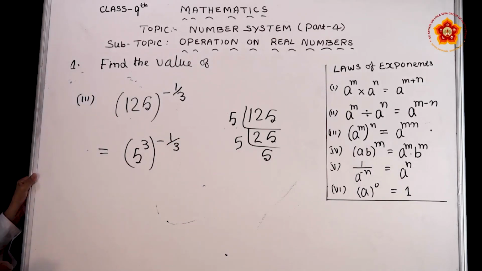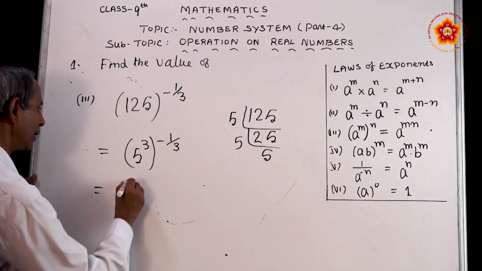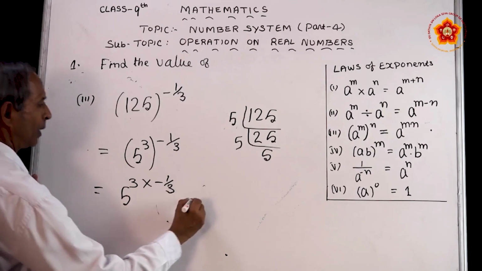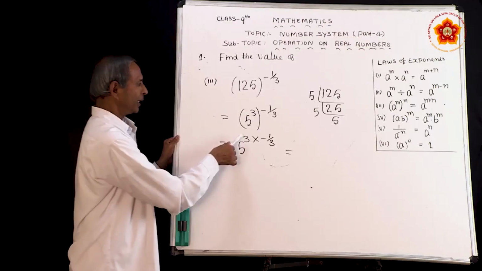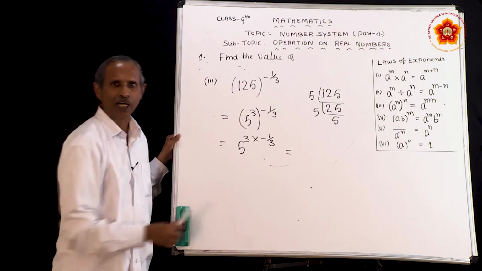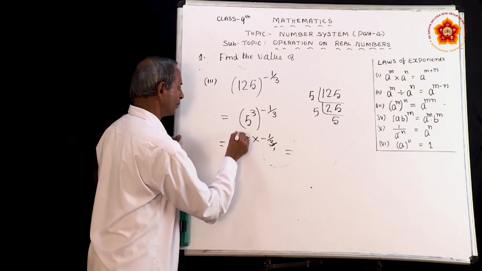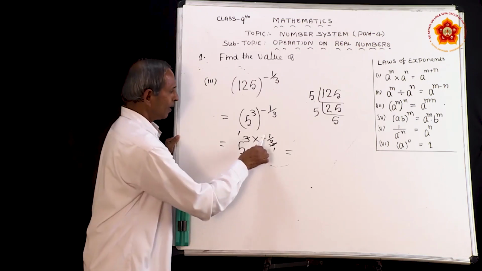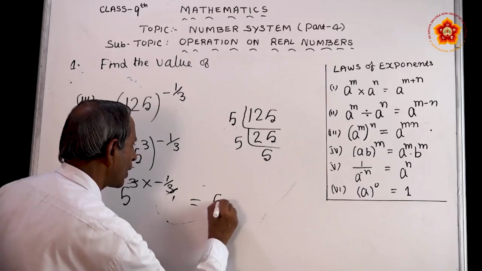Once again, you apply law number 3. In this case, you will get 5 to the power of 3 multiplied by minus 1 by 3. Dear children, observe here. 3 is in the numerator and another 3 is in the denominator. You can cut both. Then what will be remaining? Minus 1 is remaining. It can be written as 5 to the power of minus 1.